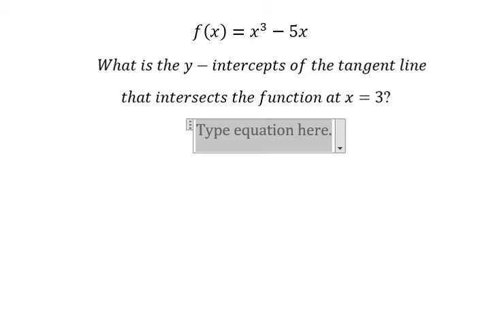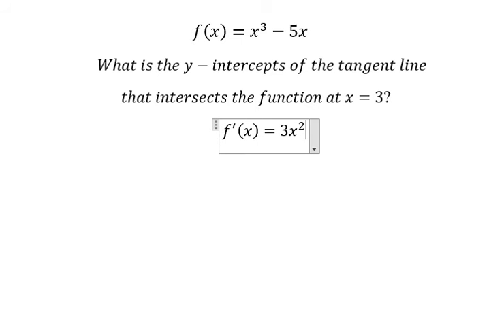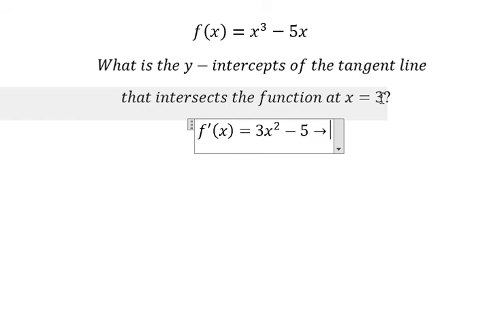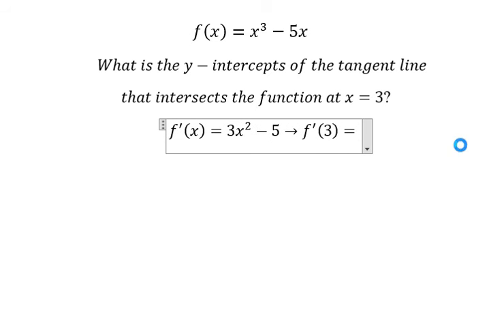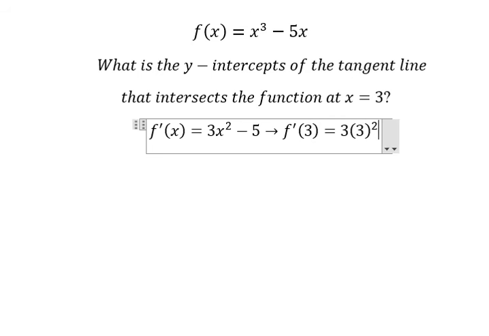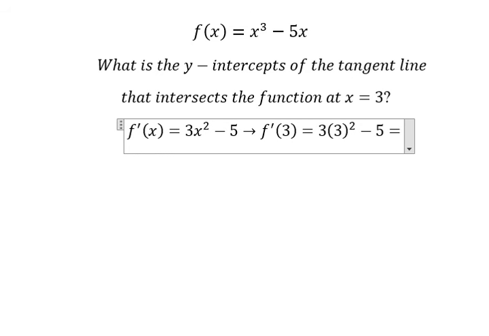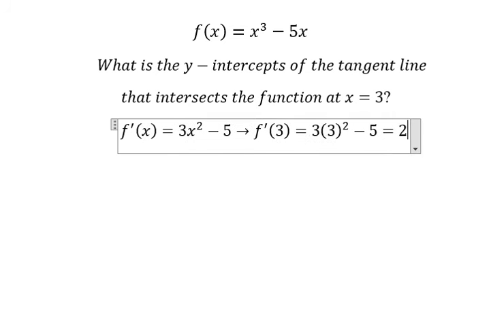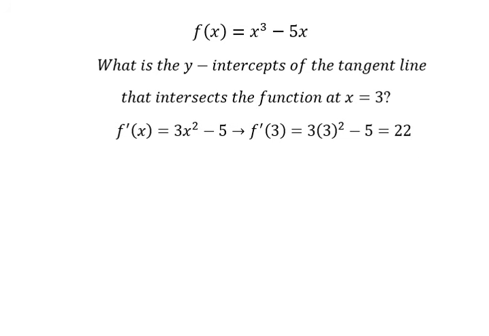First, we need to find the derivative of the function, and we have 3s squared minus 5 at s equals 3. So we put 3 in here, and we have 22. Now we can apply the formula of the tangent line.